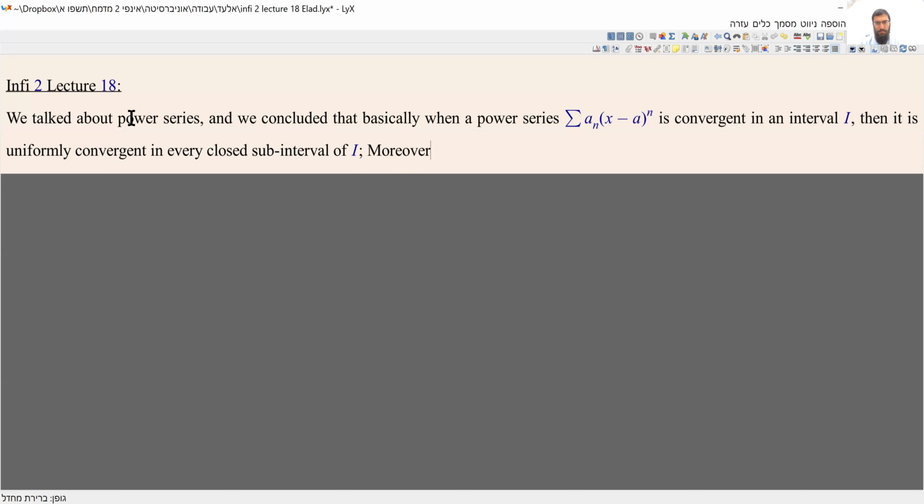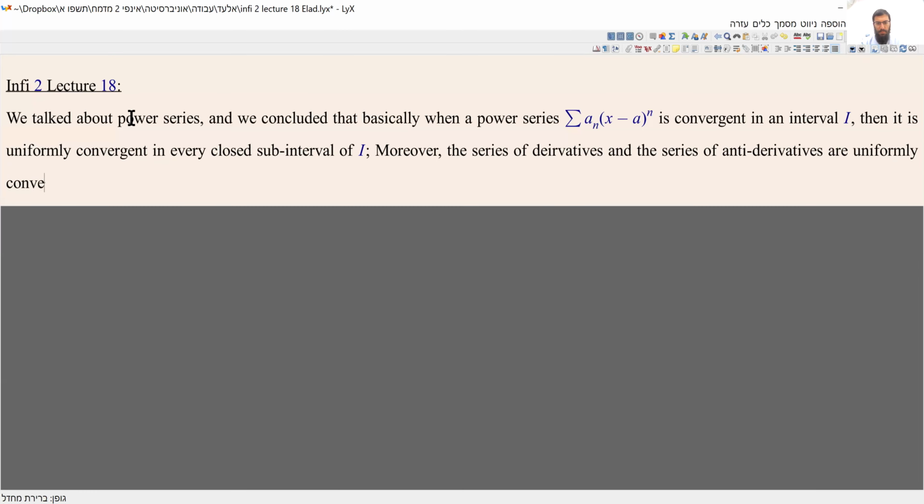Moreover, the series of derivatives and the series of anti-derivatives are uniformly convergent as well.